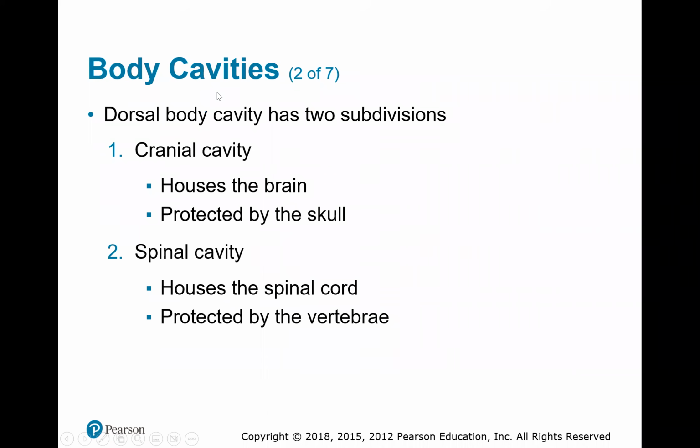All right, so thinking about the dorsal cavities again, we think of the cranial cavity and the spinal cavity. Some textbooks will also call it the vertebral cavity. So just as a reference, I may call it the spinal cavity or the vertebral cavity. The cranial cavity houses the brain, and if you think about it, there's a protection of your brain because of the skull. We have the spinal cavity or the vertebral cavity that's going to house the spinal cord, and again, there's a protection because of the vertebrae.